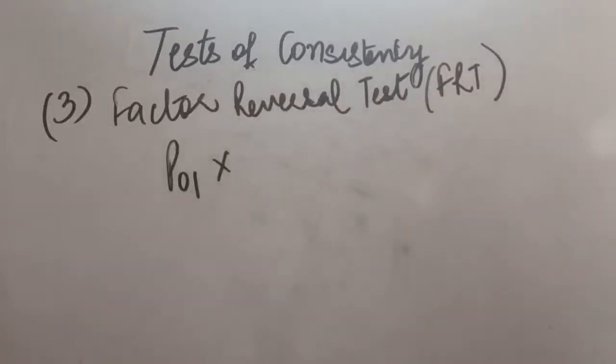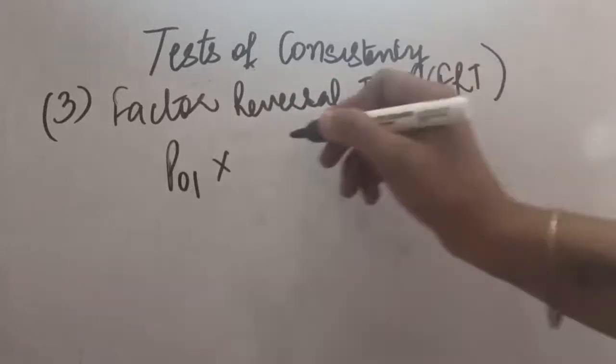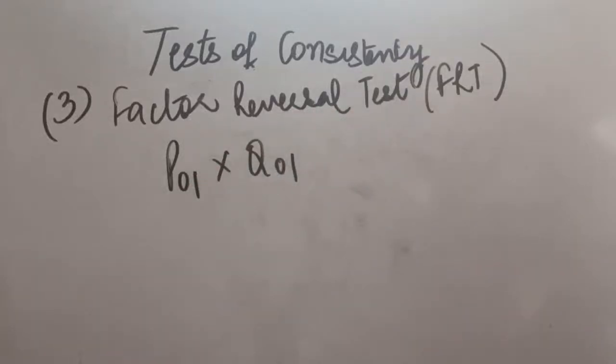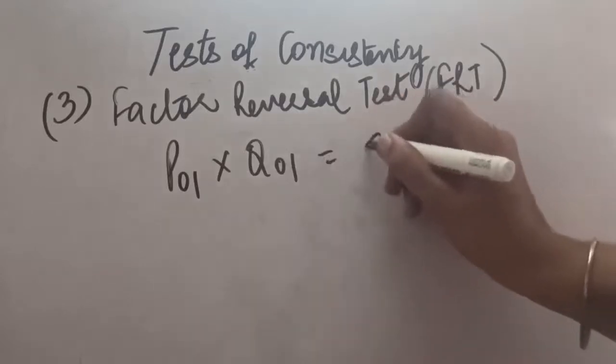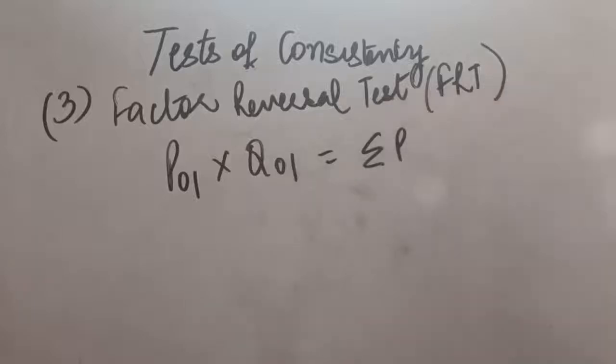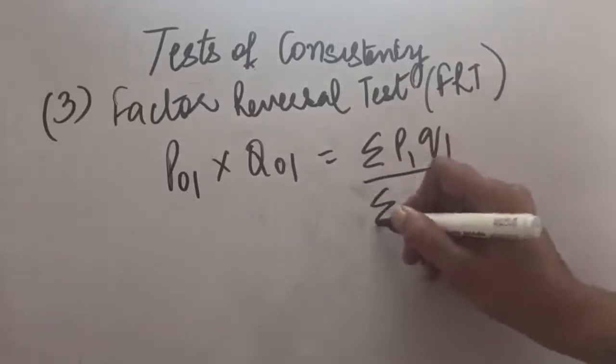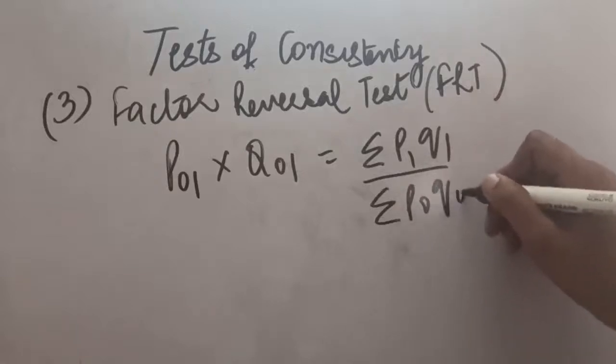Here we have to calculate P01 that you have seen in all the formulas. Now P will be replaced by Q. So the factor is reversed. You have to calculate P01 into Q01, and when we solve it, the answer should be sigma P1 Q1 divided by sigma P0 Q0.